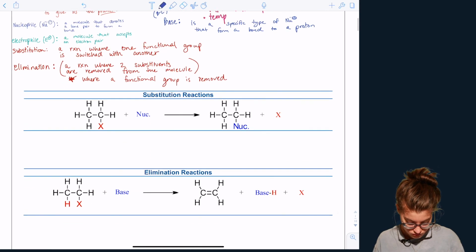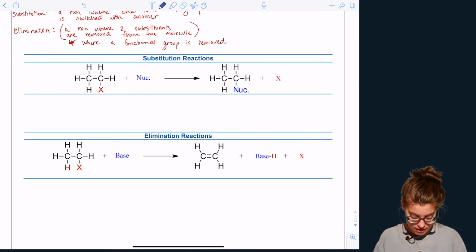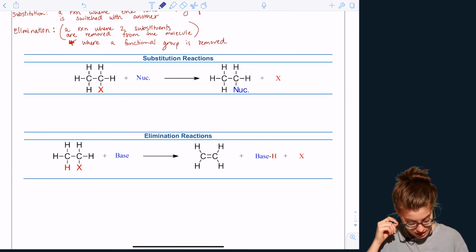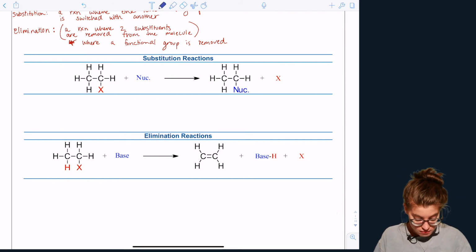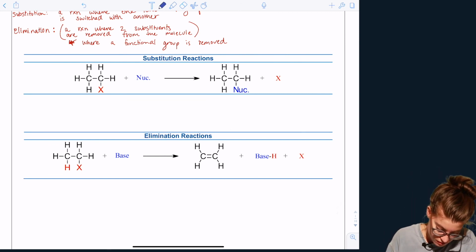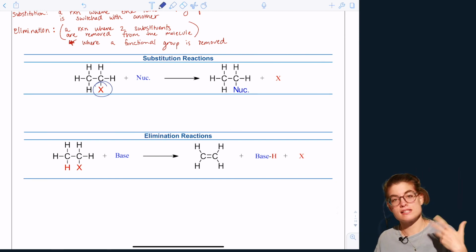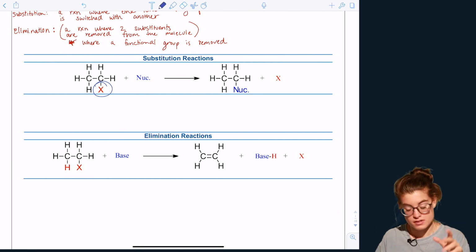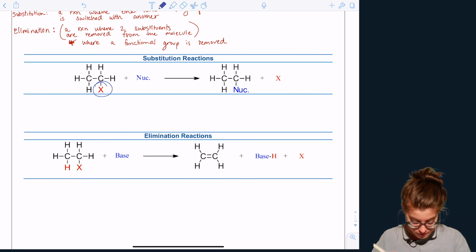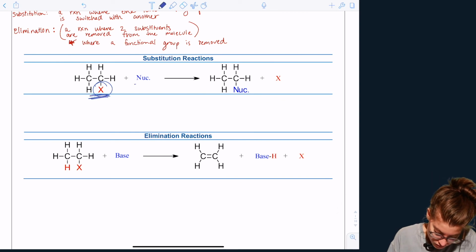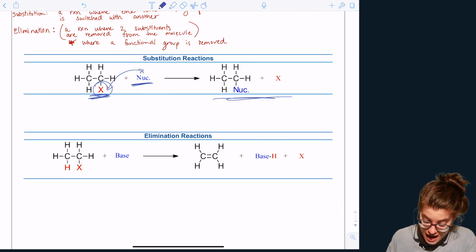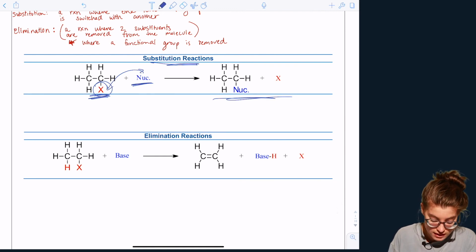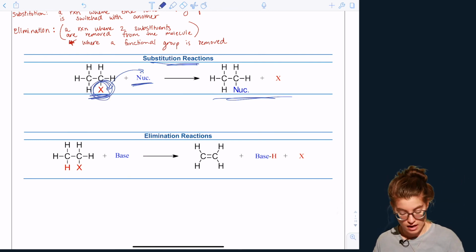Okay, so here is a little gist of the two main categories, substitution reactions and elimination reactions. Here in substitution, we've got X. X means halogen. Well, that's actually not even true. It's just some type of leaving group, and we'll talk about that. What's going to happen is this X and the nucleophile are going to switch spots. That's why it's called substitution, because this X, this leaving group, was substituted with a nucleophile.